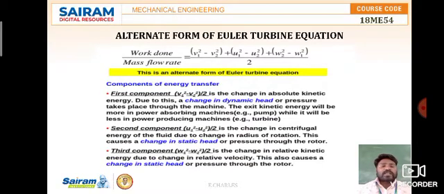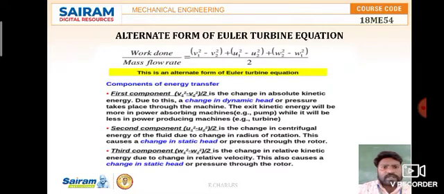So now work done divided by mass flow rate is equal to (V1 square minus V2 square) plus (U1 square minus U2 square) plus (W2 square minus W1 square), all divided by 2. This W is otherwise VW, we can call it the relative velocity. So this is nothing but the alternate form of the Euler turbine equation.